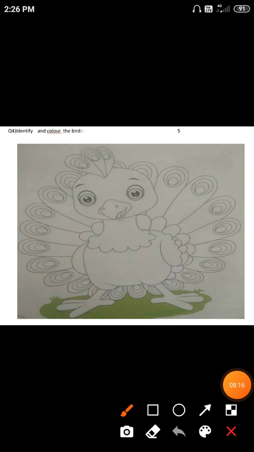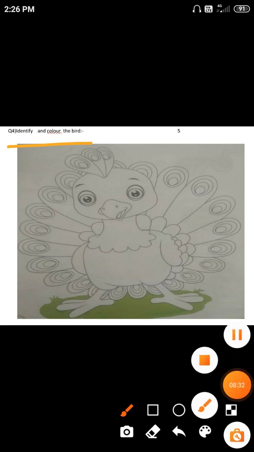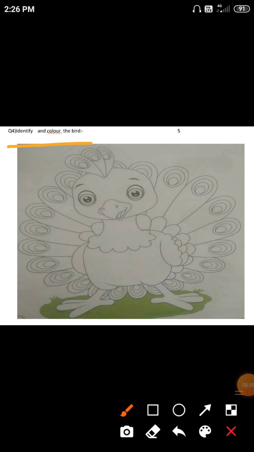Then the last heading, question number 4, identify and color the bird. So which bird is it? It's a peacock. The peacock is the national bird. So you have to identify the bird's name and write it here. Then you have to color the peacock picture. So this is today's revision class.